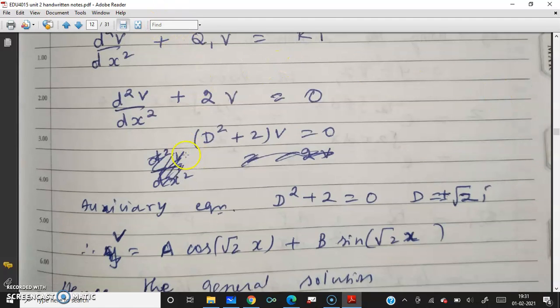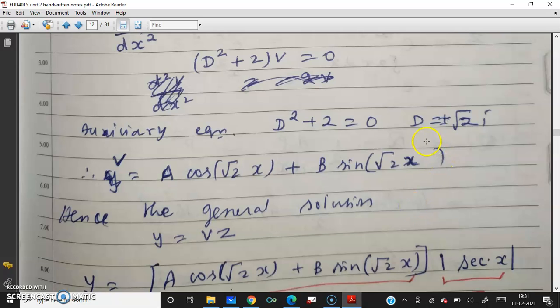Ultimately, this is our differential equation, no? D² plus 2 of v equal to 0. So the auxiliary equation is D² plus 2 equal to 0. D equal to plus or minus root 2 i. So using e power alpha plus or minus i beta, what will be the CF? It will be e power alpha x into C1 cos beta x plus C2 sin beta x. Using that formula, alpha is 0, beta is root 2.